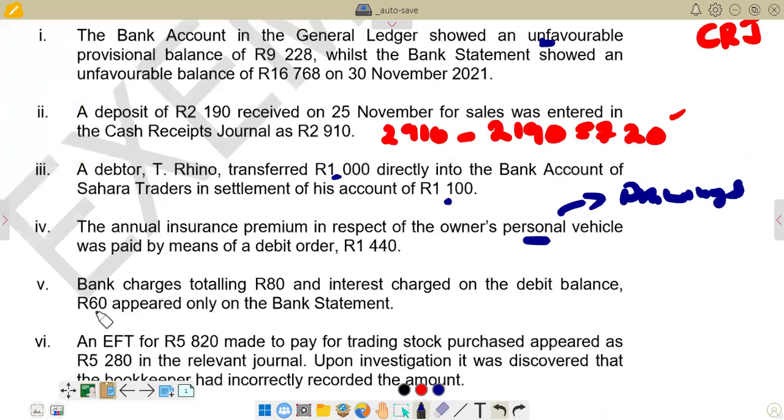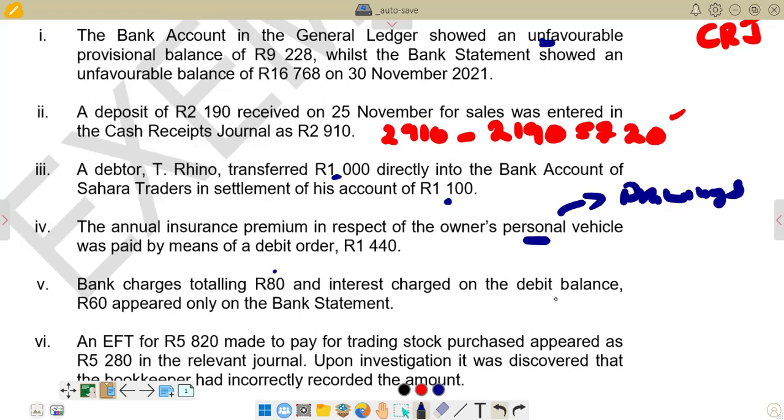So this is what we have, and then we can go back again to see what we have next. We are now going to item 5, saying bank charges totaling 80 rand and interest charge on debit balance of 60 rand paid only on the bank statement. Remember, bank charges are charged at the bank, so we can only get to know them when we get the bank statement. Bank charges are a deduction on our bank statement, so on the debit side of the bank statement. So in our bank account, it should appear on the credit side. So we have to put bank charges of 80 rand on the credit side, and also we have interest charges for the debit balance.